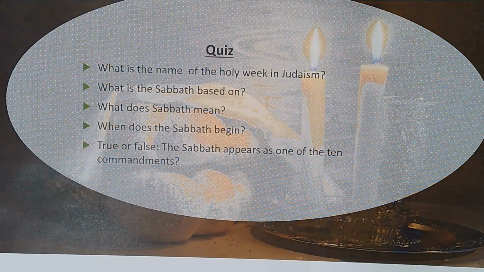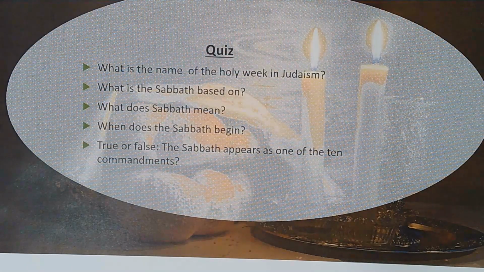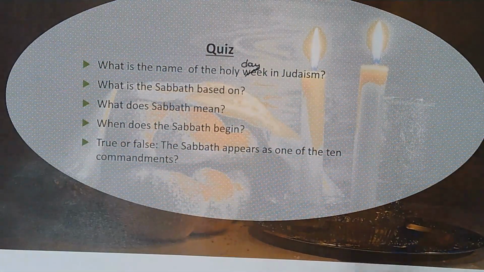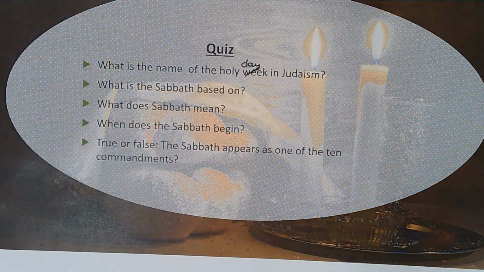When does the Sabbath begin? It begins on Friday evening at sunset. And finally, true or false, the Sabbath appears as one of the 10 commandments. That is true, as we discussed earlier.